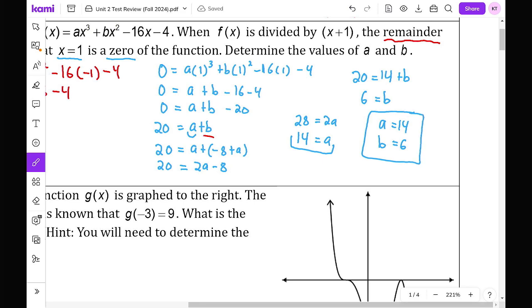Again, I'm using the remainder theorem as well as systems of equations.